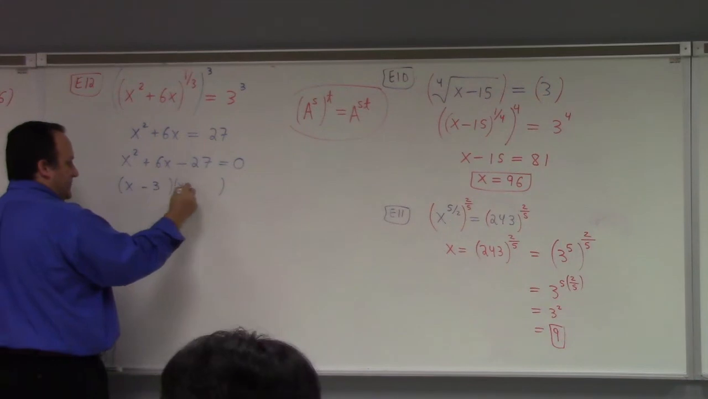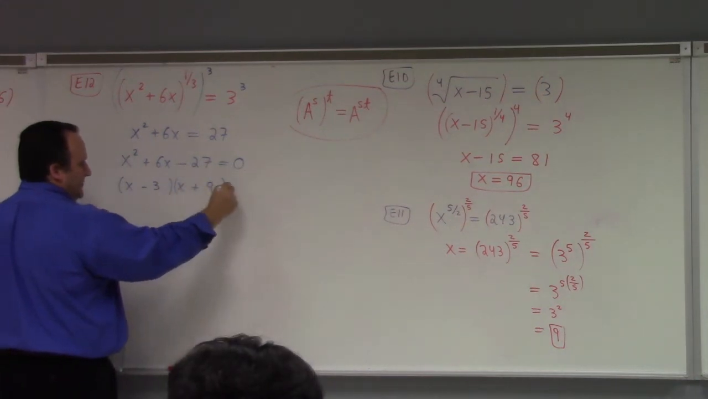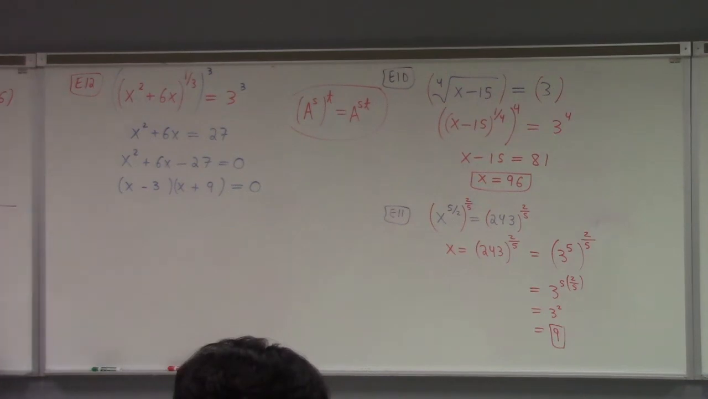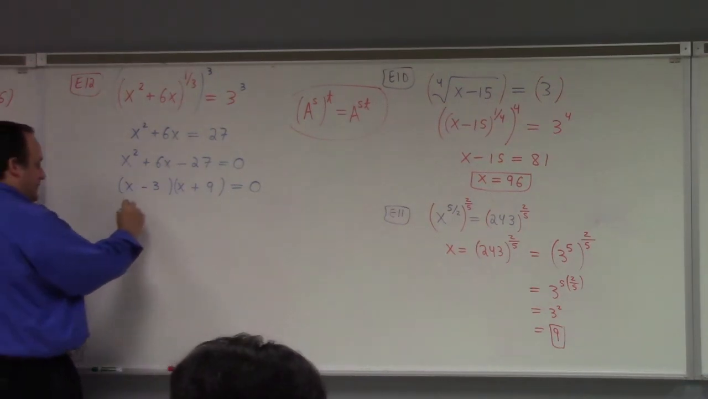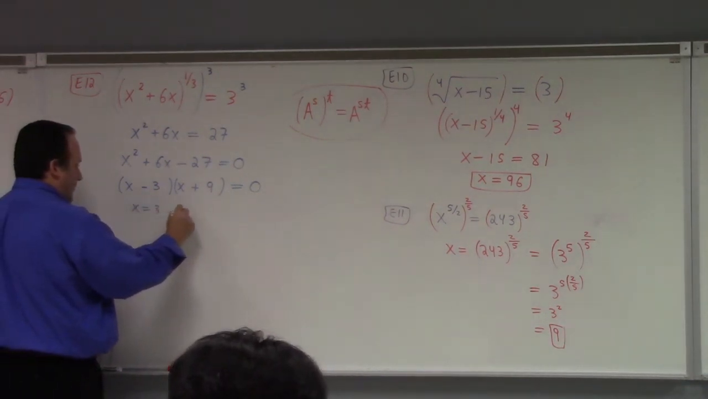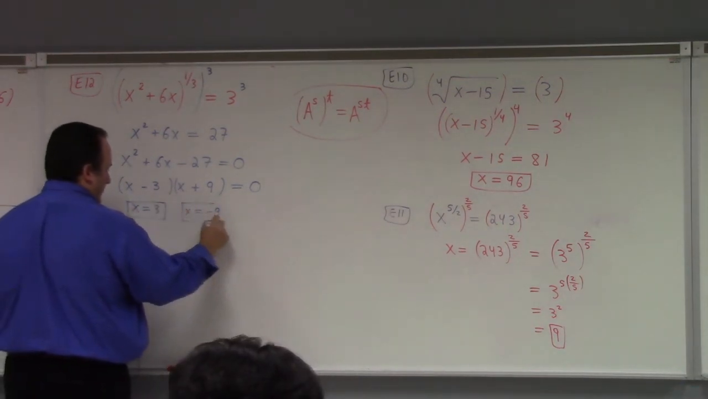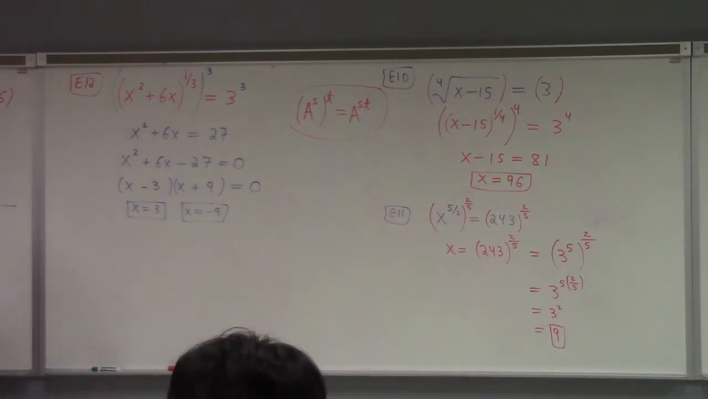Let's see here, so like minus 3 plus 9. And so the answers here are x equals 3 or x equals minus 9. And I believe those will both be solutions. When we cube the equation, we're not introducing new solutions. Not for the kind of problems we work, at least. So minus 9 and 3 are both answers.